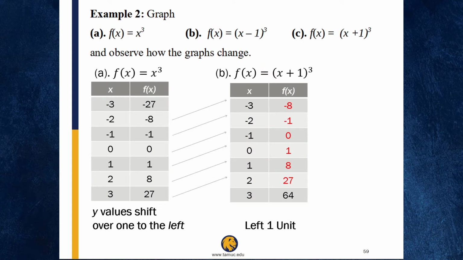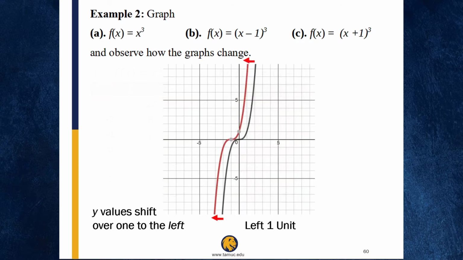If we look at x plus 1 raised to the third in comparison, the y values are now actually shifted over to the left by 1 unit. And we can see that in the graph as well. So for x plus 1, we actually have a horizontal shift toward the left by 1 unit.